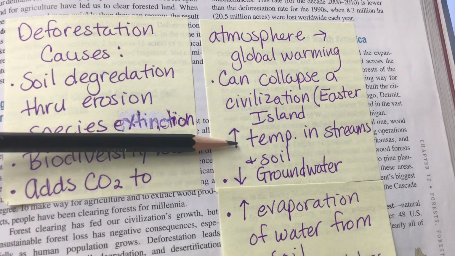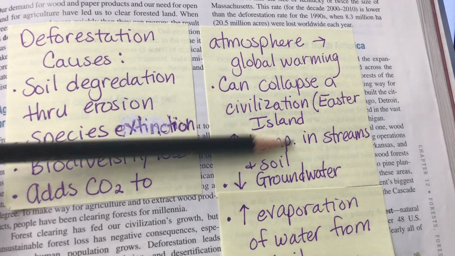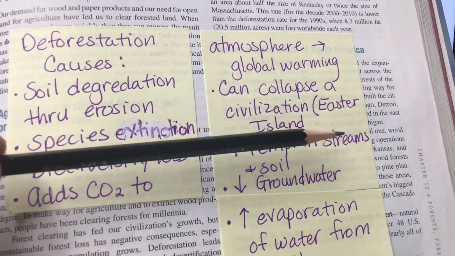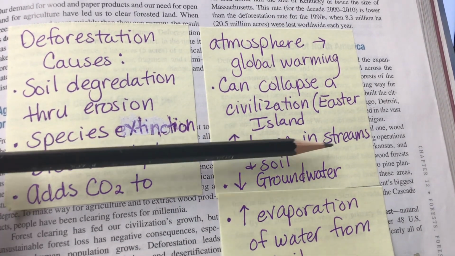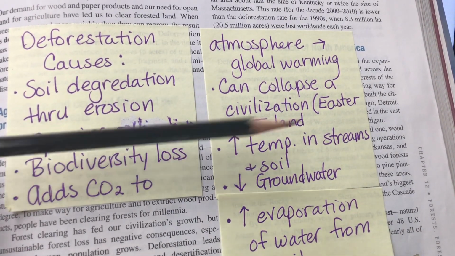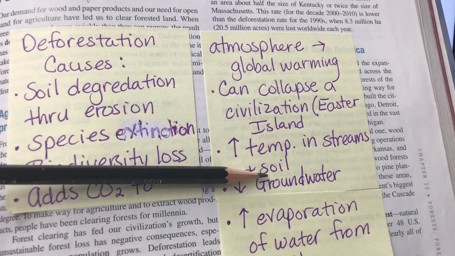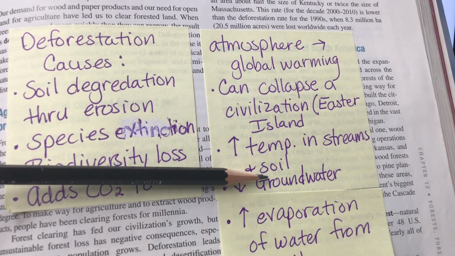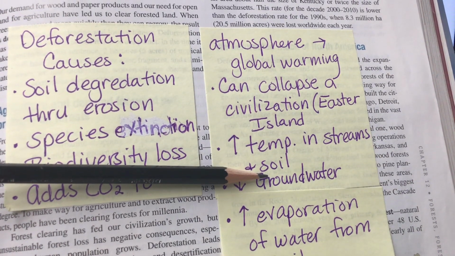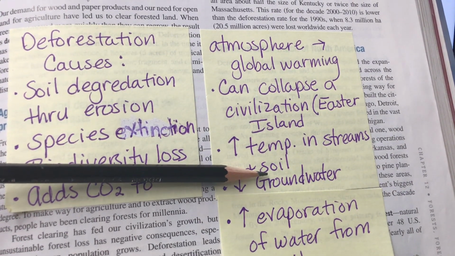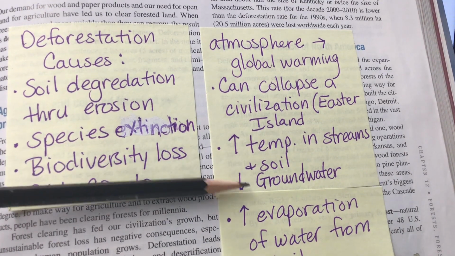Deforestation, so forest loss causes an increase in the temperature in streams because there's not shade. So when you have less shade, you're going to increase the temperature in the streams and the soil. So the soil is hotter, the streams are hotter, which changes the species that can live there. So cool water species like trout will go away because the water's too hot.